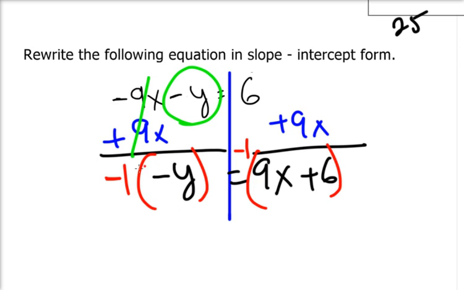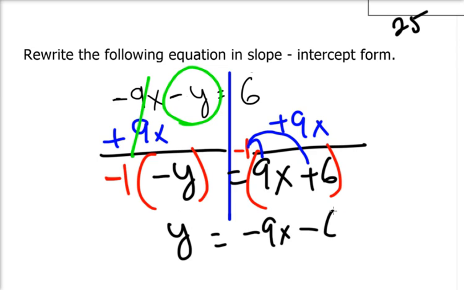Okay, so the opposite of a negative is a positive. That's the whole thing of multiplying both sides by a -1. And the opposite of a positive 9x is -9x. What about the opposite of positive 6? That's what we multiply by negative. So the opposite of positive 6 is -6. And that's it. We have solved for y.